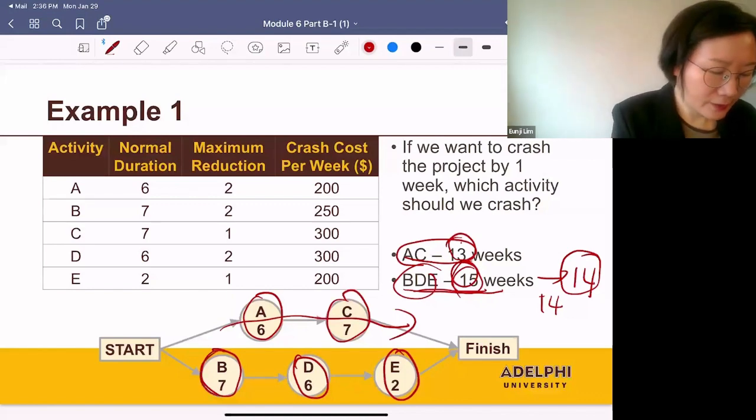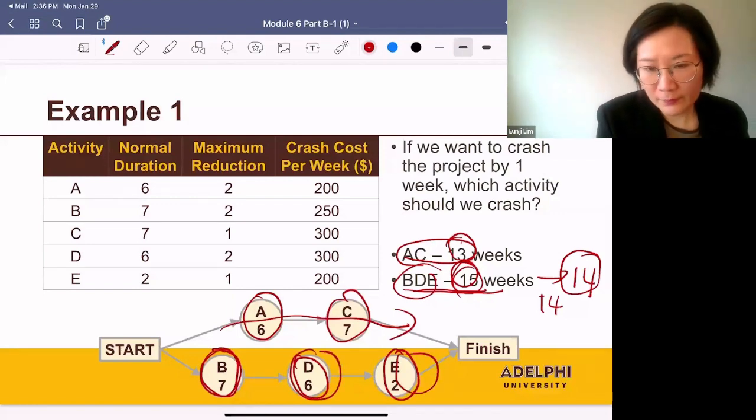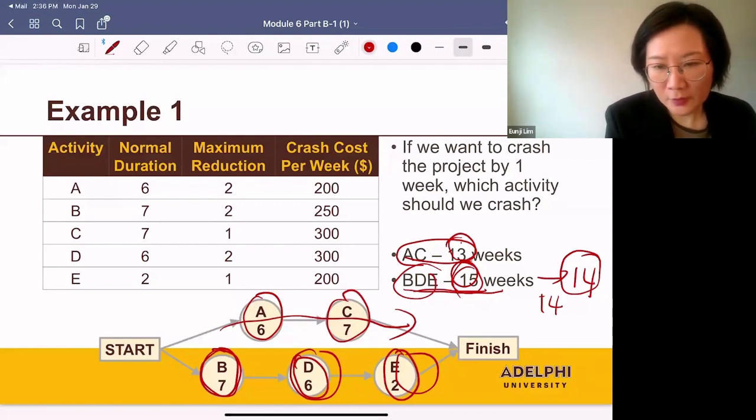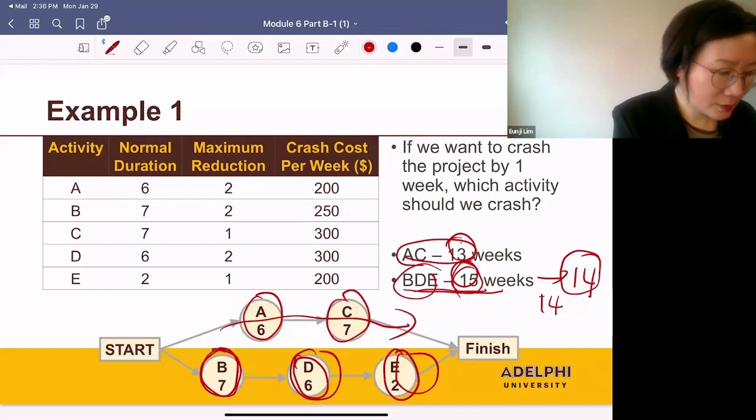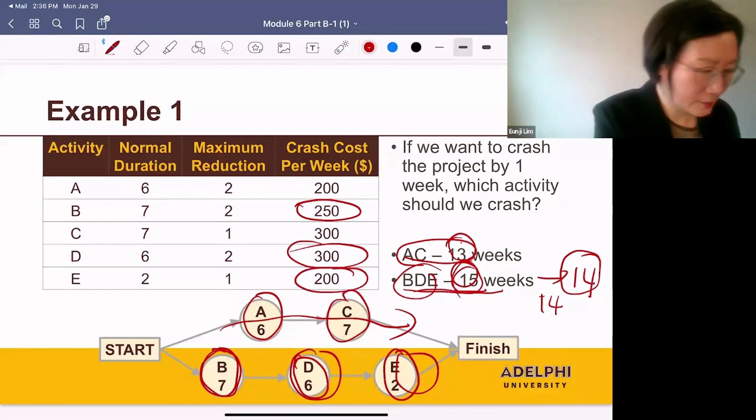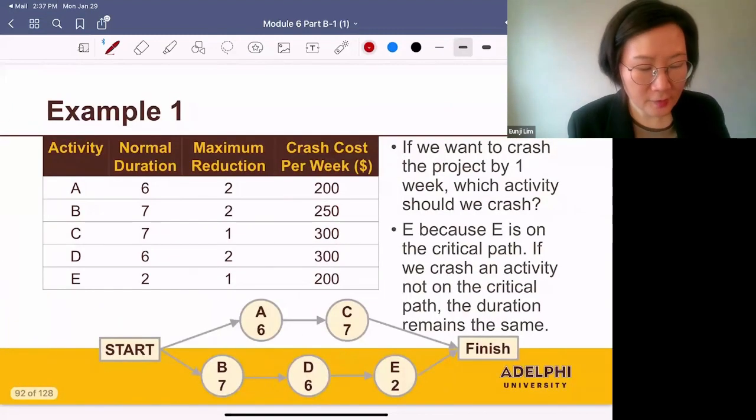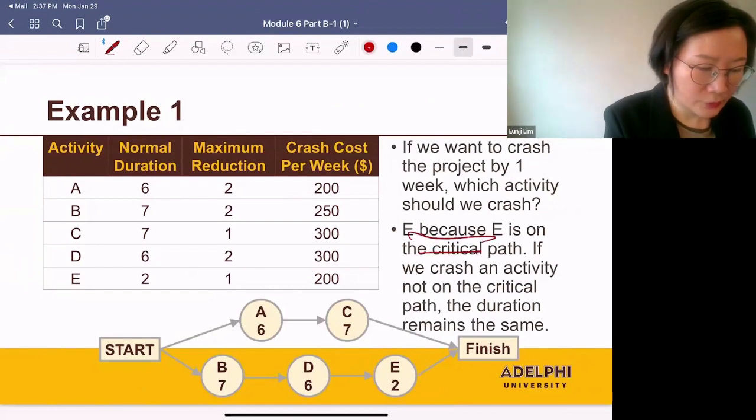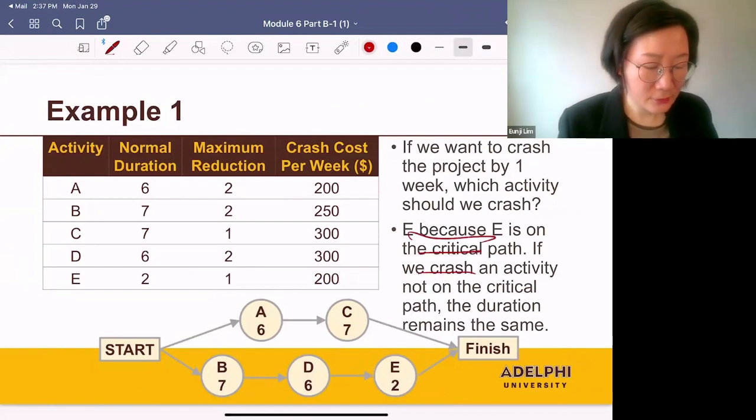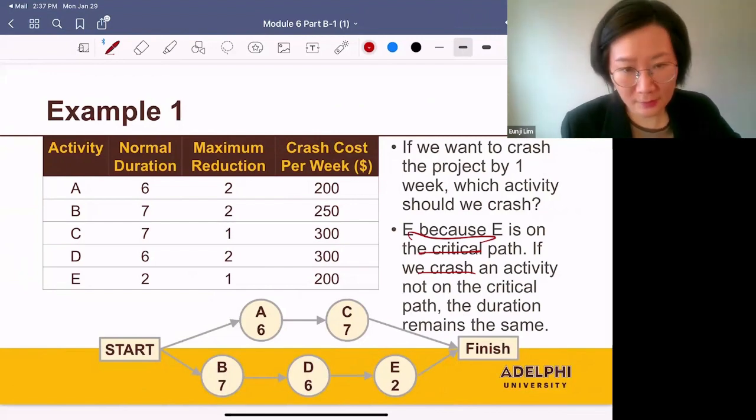So we have 3 options, B and D and E, and which one should we crash? Since we want to choose the least expensive option, you can look at the cost of B and D and E. And the least expensive option is E. E is on the critical path, and if we crash an activity not on the critical path, the duration remains the same.